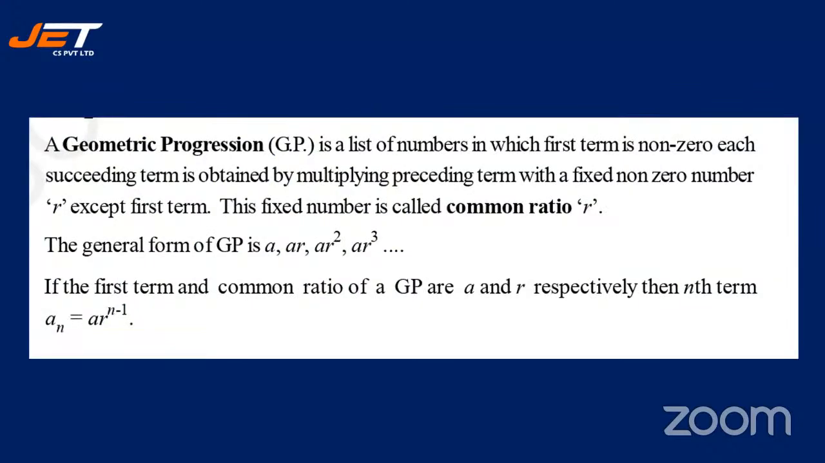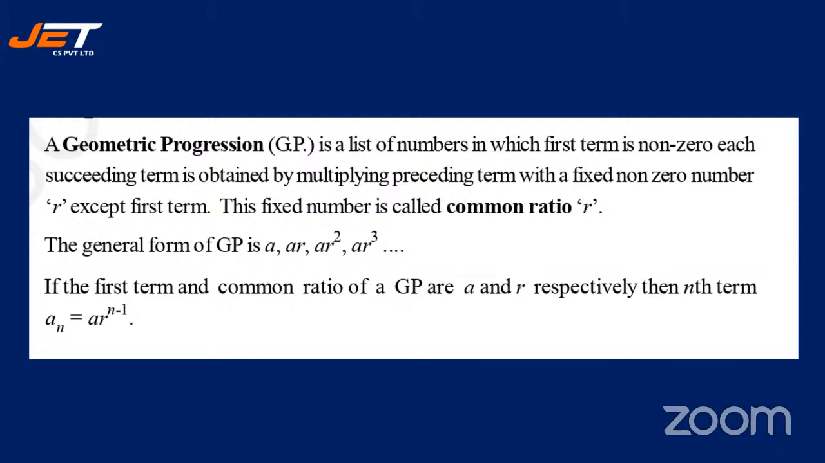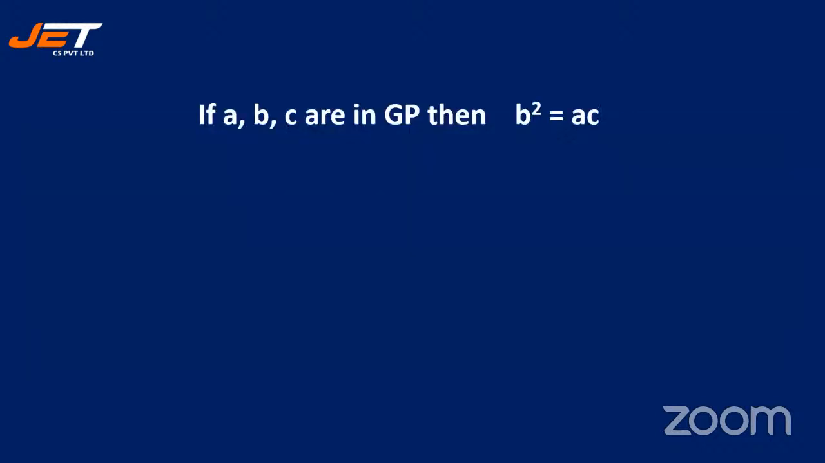We also did geometric progression yesterday. The general form is a, ar, ar square, ar cube. If the first term and the common ratio of the GP are given, then the nth term is a_n equals a r to the power n minus 1. And if A, B, C are in GP, then B square is equal to AC. Even this we did. Now today let's move on to a few more sums.